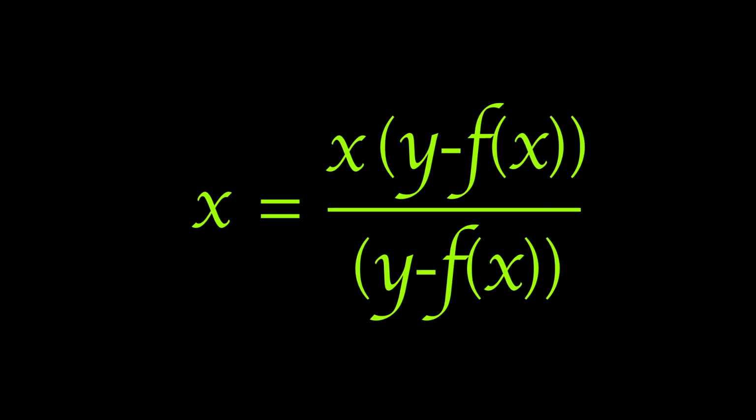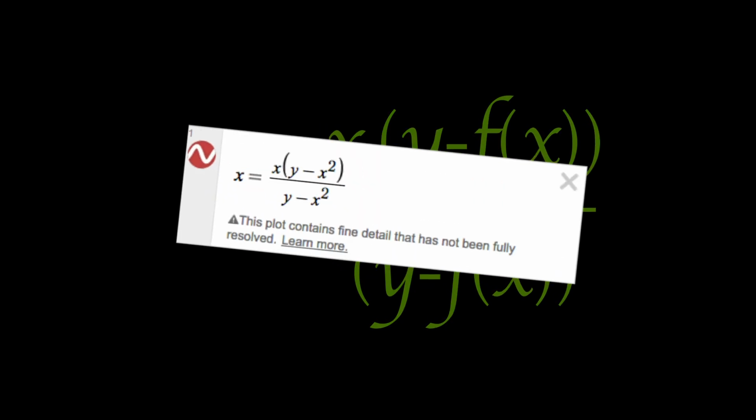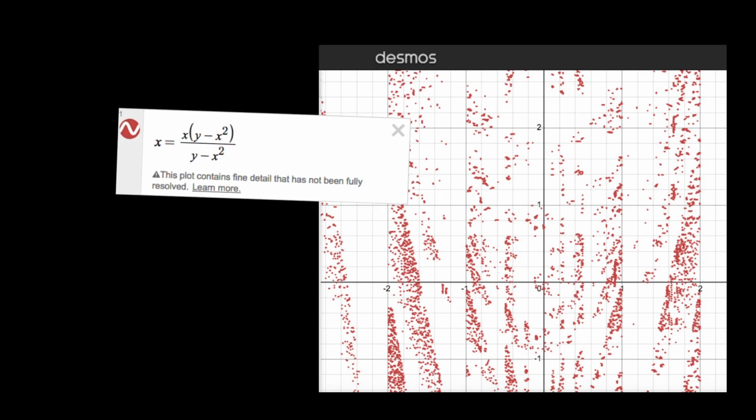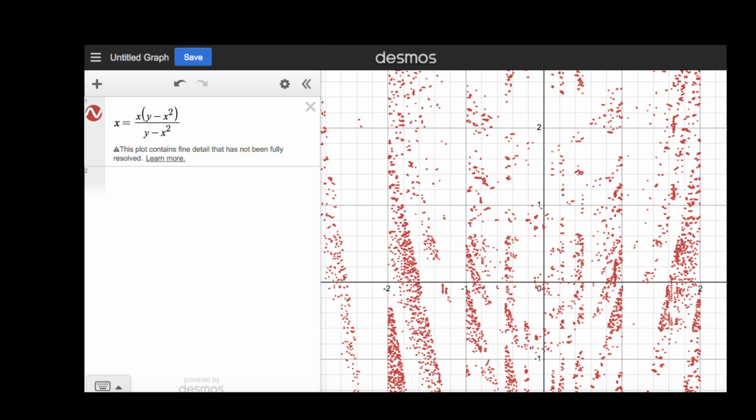Things do get interesting when you try to plug a function instead of that constant. When we shove this equation into Desmos, we get this crazy thing. Clearly, this math engine isn't equipped to handle the finesse of inverted graphing. But we can see it is trying to graph something that resembles a parabola.